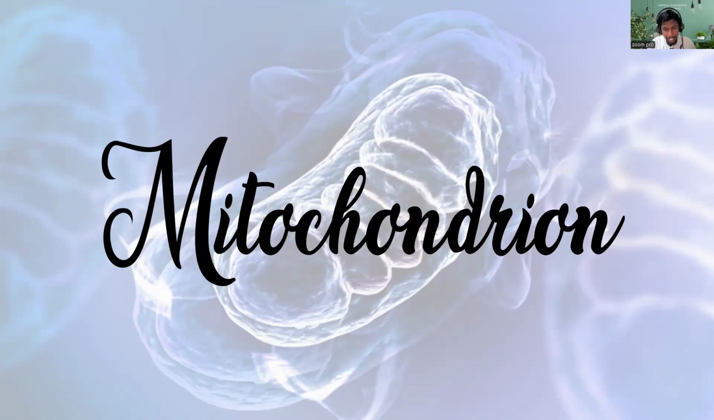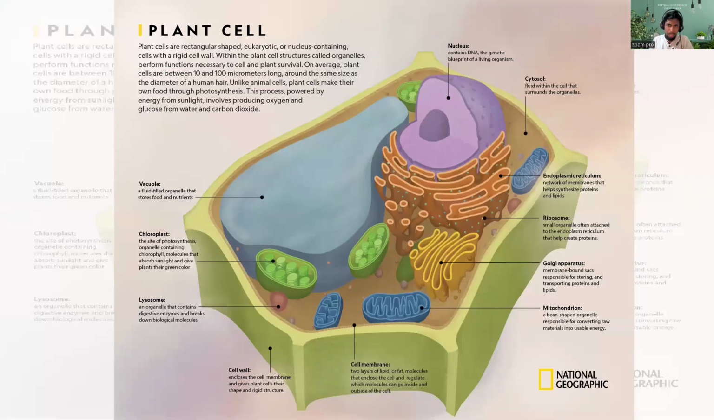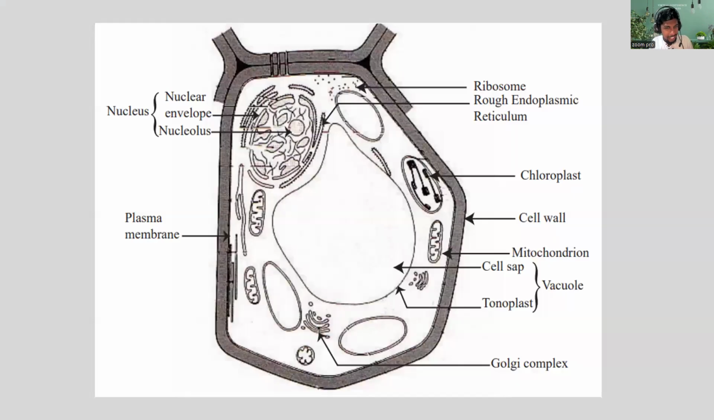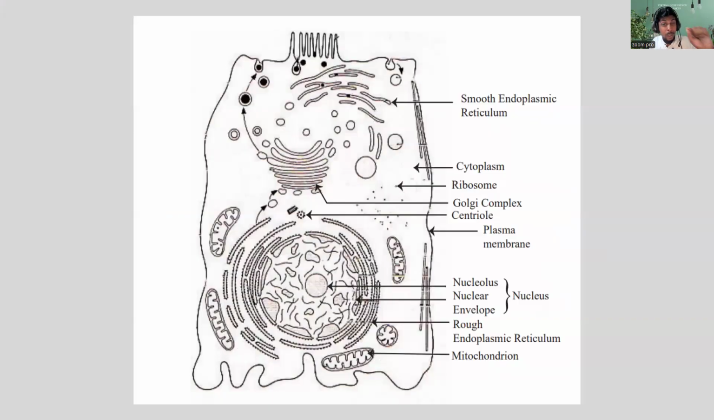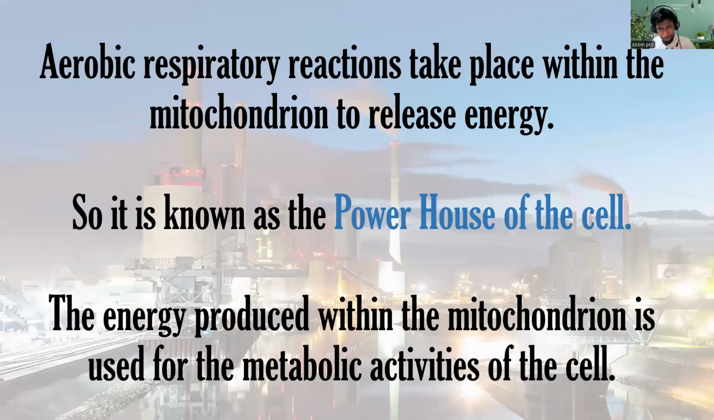And mitochondria. They can be found in both the plant cell and the animal cell. And what is the function? They are the powerhouse. They are the ones responsible for producing the power in the cells, so they are called the powerhouse of the cell, right?